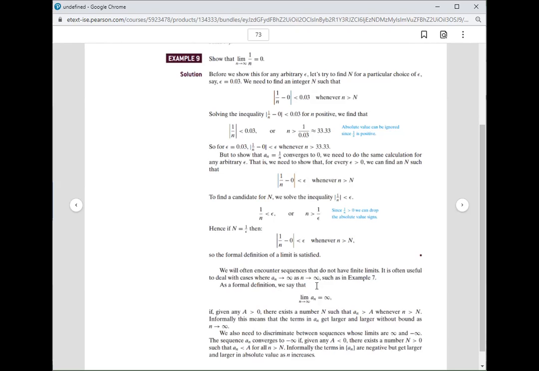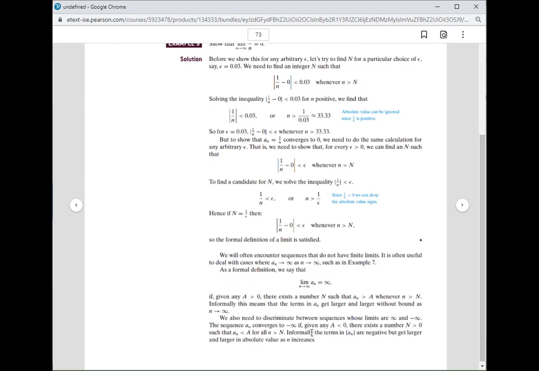So this is another. If this goes to infinity, so this is the definition for the one that goes to infinity. Such that there is an n greater than a whenever equal to 0. And formally this means that the terms in a_n get larger and larger without bound as n goes to infinity.